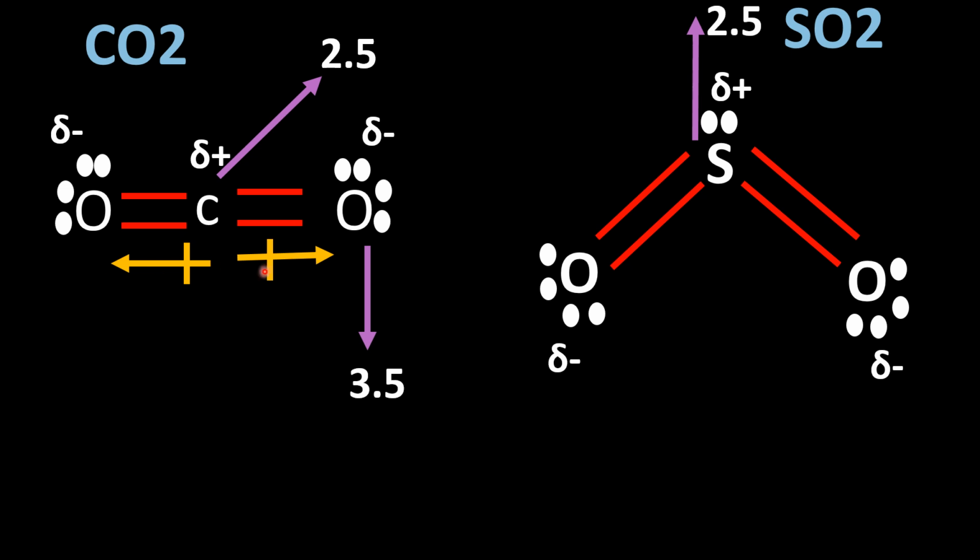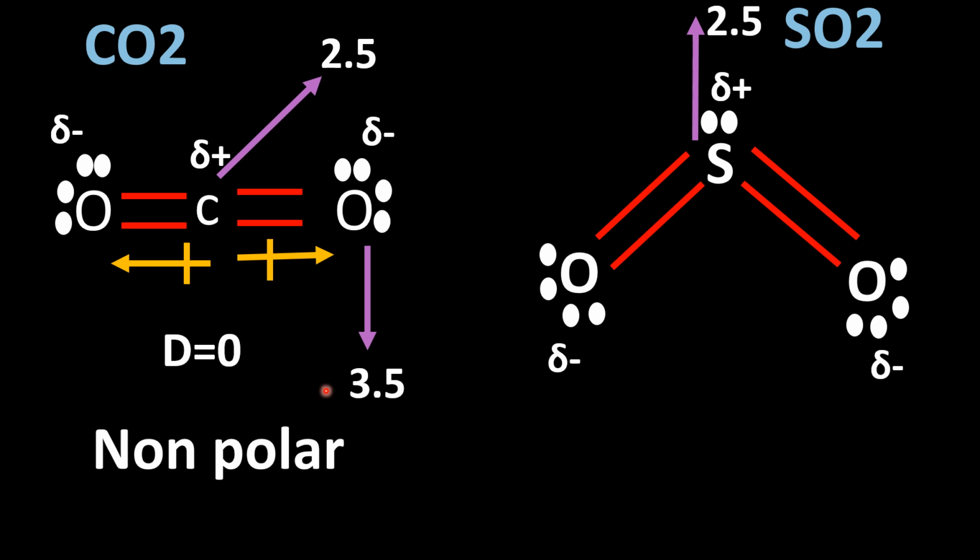Here you can see that both dipole moments point in opposite directions. So the net dipole moment is equal to 0. So this molecule is a non-polar molecule. Although the electronegativity difference is 1, that is, the bonding is polar, the dipole moment is 0. So overall, the carbon dioxide molecule is non-polar.